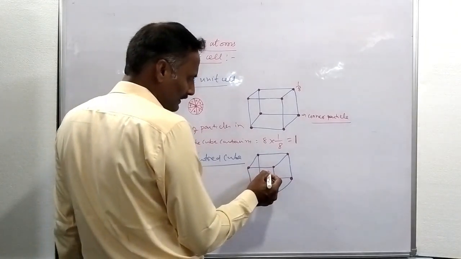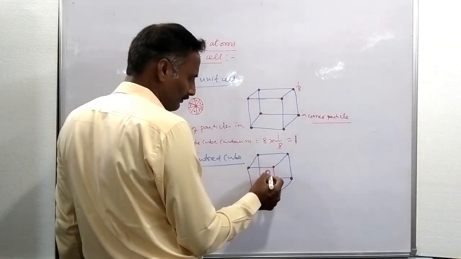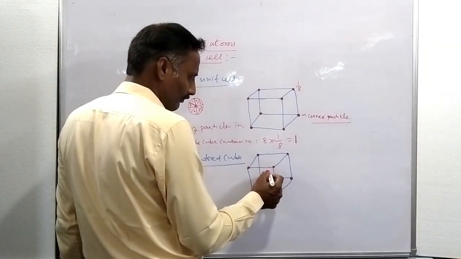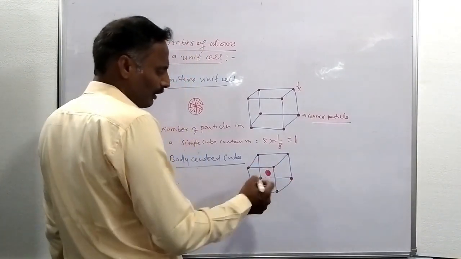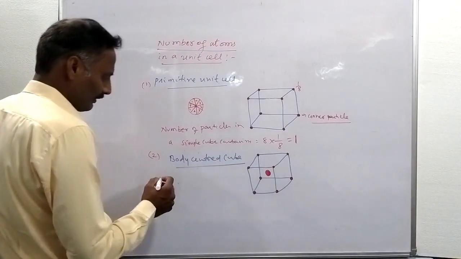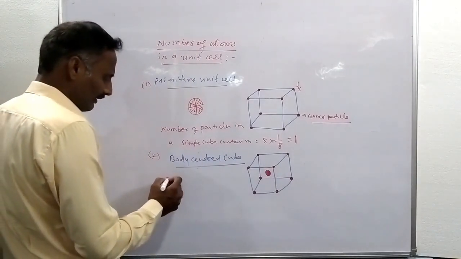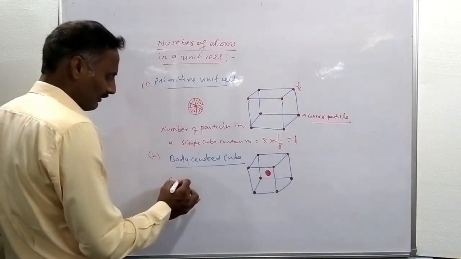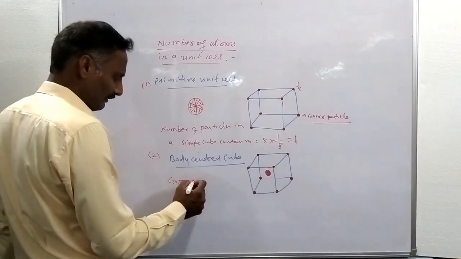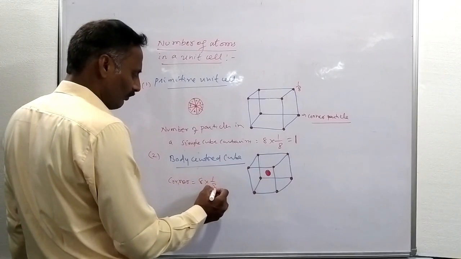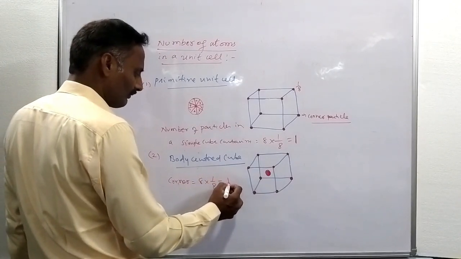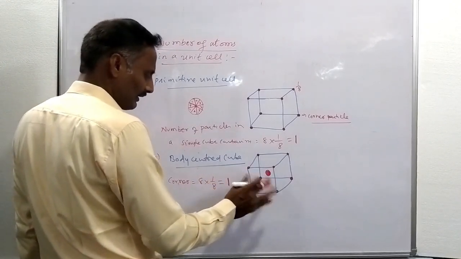Then this body center also belongs to one particle. The body contains one particle. Then the number of particles in the corner: there are 8 corners, 8 into 1/8, that is equal to 1. Only one particle is present at the corner.